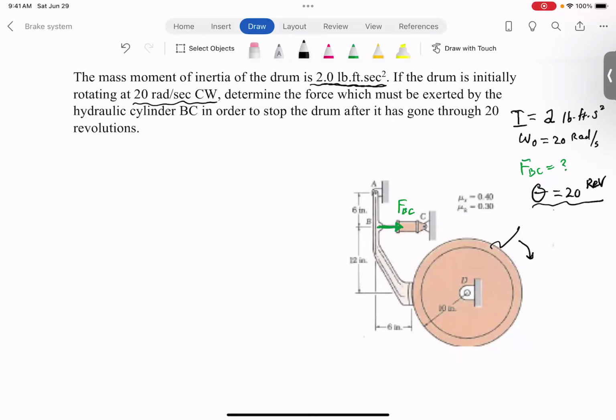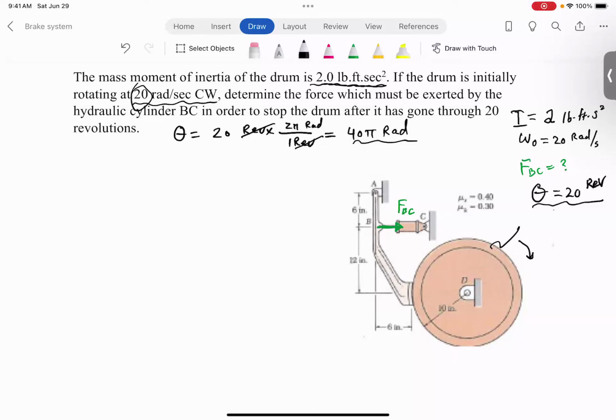Now, be careful that 20 revolutions has to be converted to radians. So we say, okay, 20 revolutions, 1 revolution is 2 pi radians, so this becomes 40 pi radians. The reason I converted that is because your omega is in radians per second.